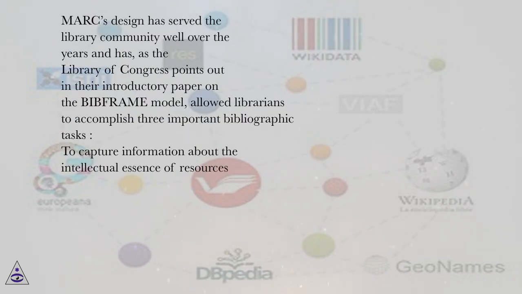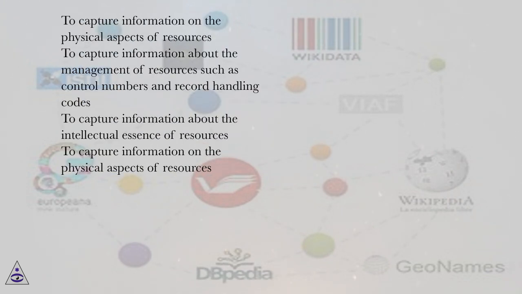MARC's design has served the library community well over the years and has, as the Library of Congress points out in their introductory paper on the BIBFRAME model, allowed librarians to accomplish three important bibliographic tasks. To capture information about the intellectual essence of resources. To capture information on the physical aspects of resources. To capture information about the management of resources such as control numbers and record handling codes.